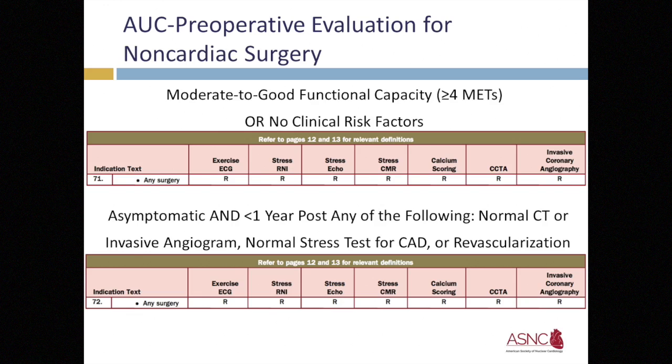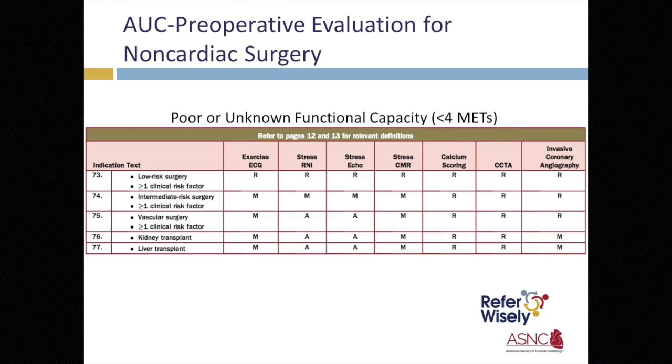Likewise, in the second scenario, in which the patient is asymptomatic and also has either a normal CT or invasive coronary angiogram, normal stress test, or revascularization within the prior year, the utilization of preoperative cardiac testing is once again considered rarely appropriate for any type of surgery. However, it becomes more complicated if the patient has a poor or unknown functional capacity, that is, the inability to achieve 4 METs or greater.